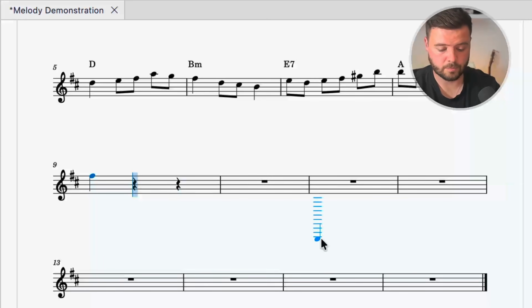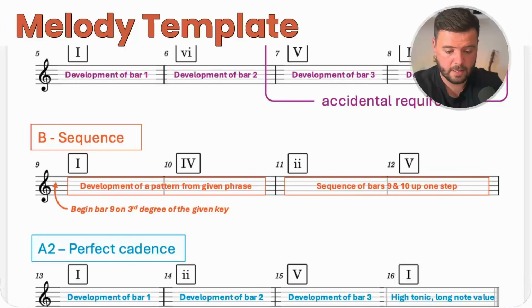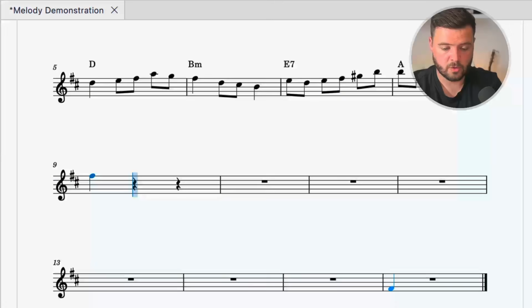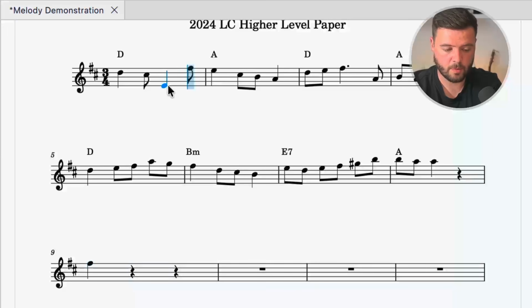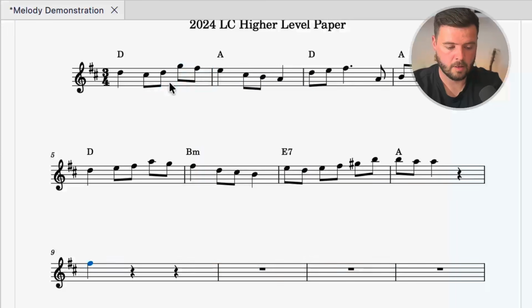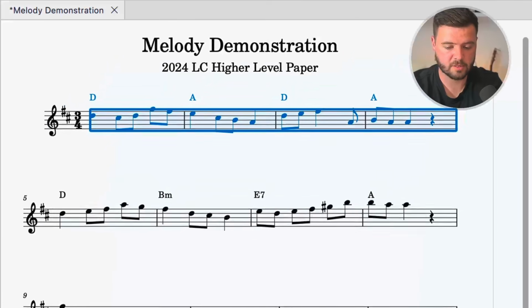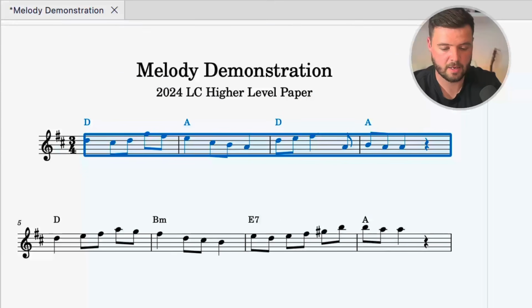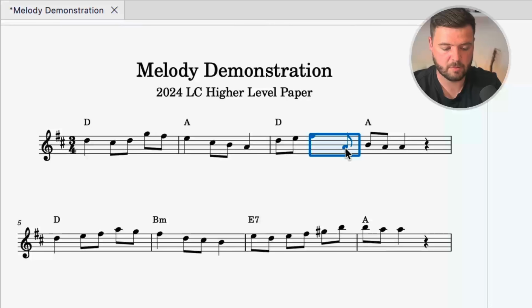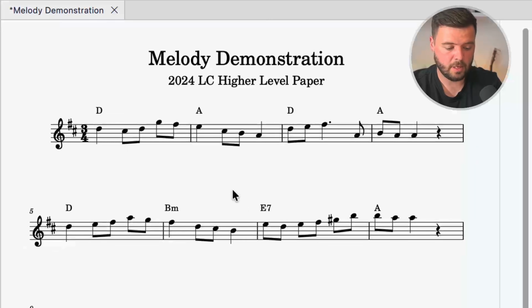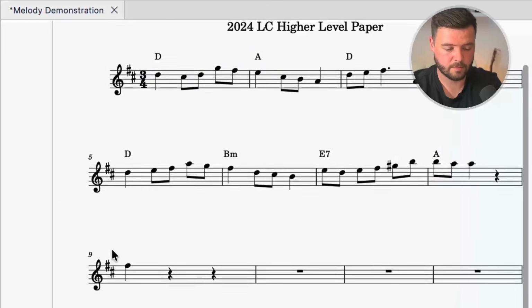The next thing I want to do is, if I look at the template here, development of a pattern from the given phrase. So I'm going to look at the given phrase and decide, is there anything interesting melodically that I can take from the given phrase and apply it to my bars 9 and 10. If I look up here at the given phrase, this is the first 4 bars. This is what I'm looking at to figure out if there is anything interesting I can take from here. And what I'm noticing is there's a dotted rhythm idea here, a descending dotted rhythm idea, and that might be something interesting. So I might even start with that down here, in my B phrase.